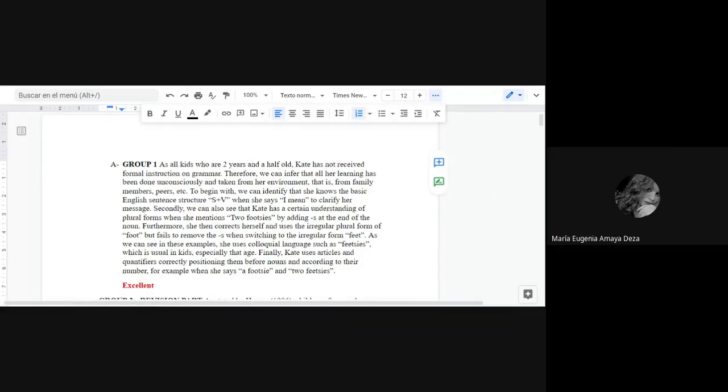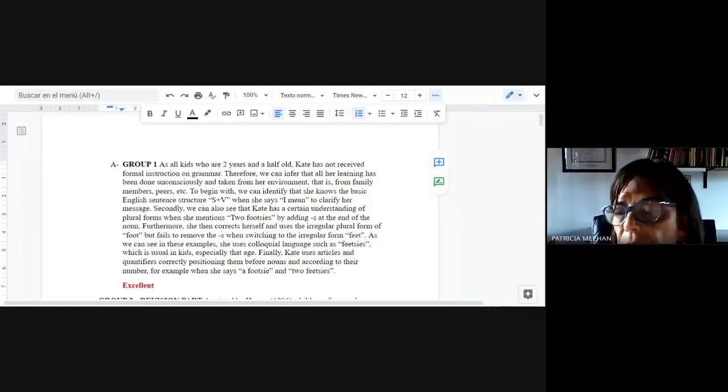"Secondly, we can also see that Kate has a certain understanding of plural forms when she mentions two footsies by adding s at the end of the noun. Furthermore, she then corrects herself and uses the irregular plural form of foot, but fails to remove the s when switching to the irregular form feet." As we can see, this is something she must have learned from the environment, from her family. For sure, she must have heard once and again, and this is positive evidence that the plural of foot is feet and not foots. That is something she has not learned. She has not been born with that knowledge because this is a knowledge that is acquired. It's almost lexis, vocabulary. Is that clear? Are you following me?